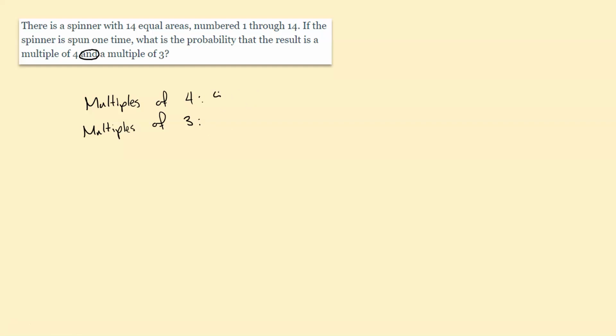So multiples of 4 would be 4, 8, and 12. Multiples of 3 would be 3, 6, 9, and 12. So which of these results are both a multiple of 4 and a multiple of 3? That would only be 12, right? 4 is not a multiple of 3, 8 is not a multiple of 3, 3 is not a multiple of 4, 6 is not a multiple of 4, 9 is not a multiple of 4. So the only one that is a multiple of 4 and 3 is 12.